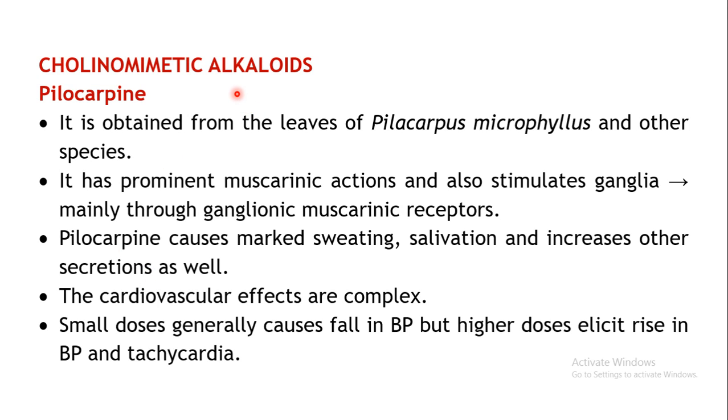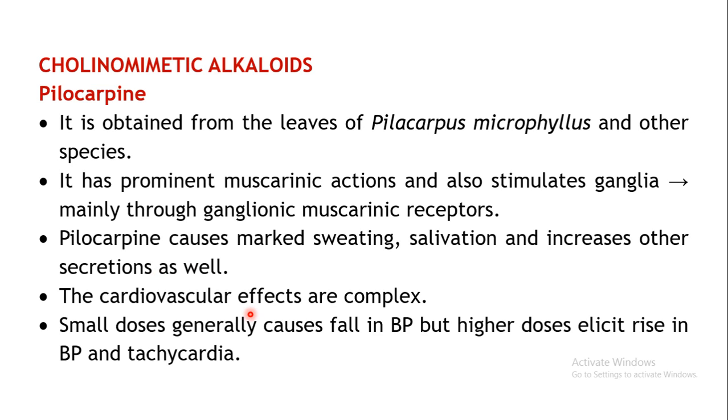Then coming to the next types of cholinergic agonists, that is cholinomimetic alkaloids, which are mainly found from natural sources. So this includes pilocarpine, which is obtained from the leaves of Pilocarpus microphyllus and certain other species. These show the prominent muscarinic actions, and it can also stimulate the ganglia. This particular pilocarpine also increases the sweating, salivation. Also other secretions are increased.